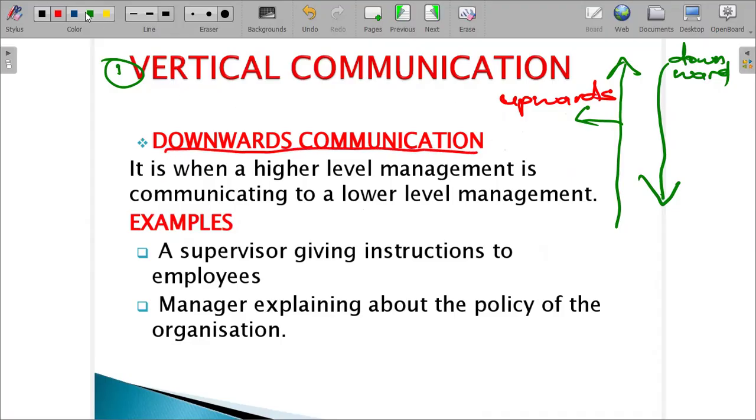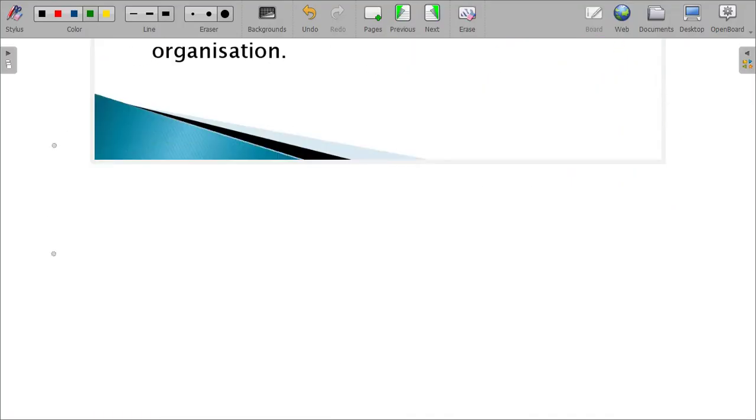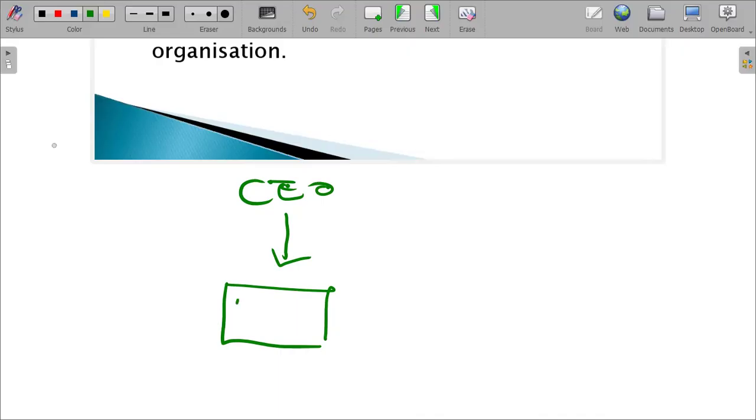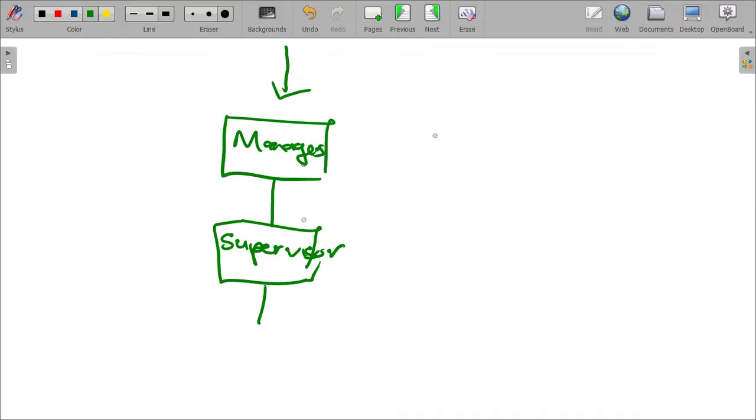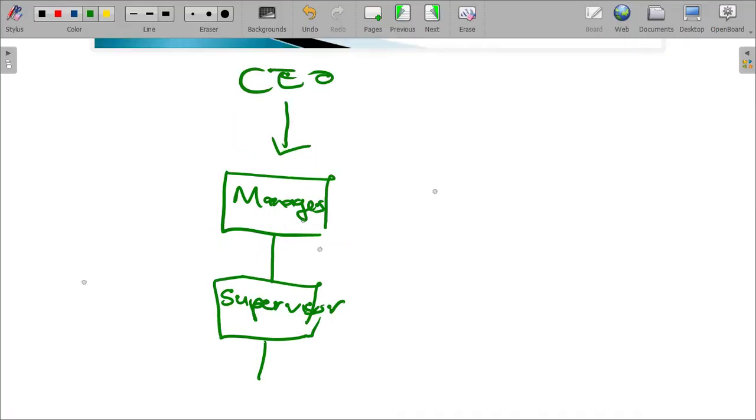Downwards communication, right? In this simple organizational structure, we have the CEO and then a group of managers. These are the managers in different levels. And then there are supervisors in an organization. And lastly, we have employees or general workers.